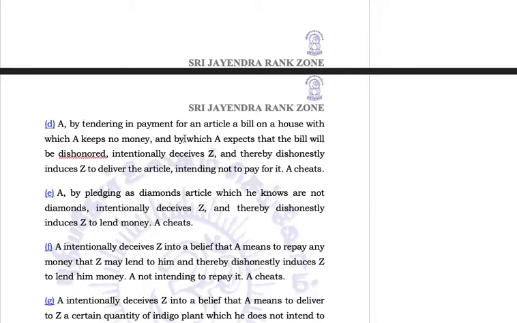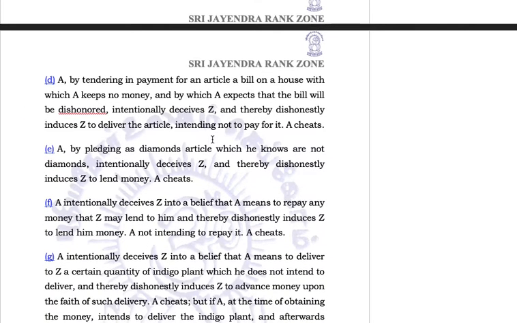Now A buys something from Z and says, you bill it on this house, and I live in this house. And ultimately, when Z goes to that house with the bill, saying this is the bill on your house, the house will say we do not know A. And A knows that money will not be paid to Z ultimately. He is deceiving him, and that is cheating.